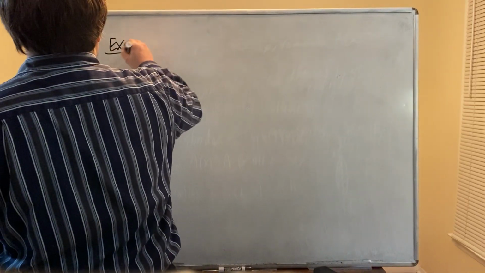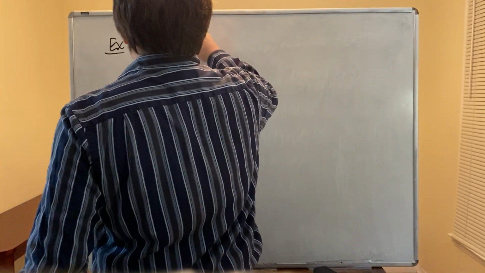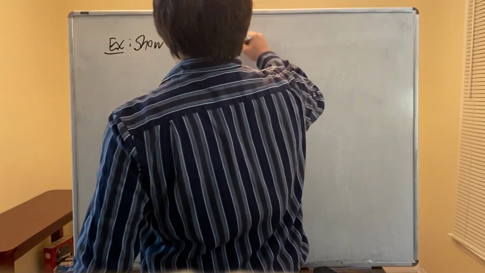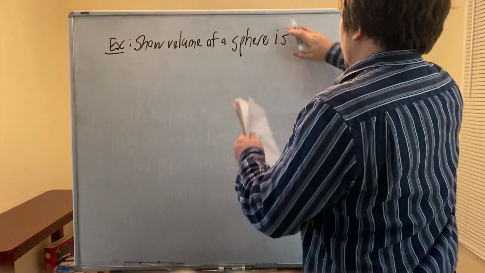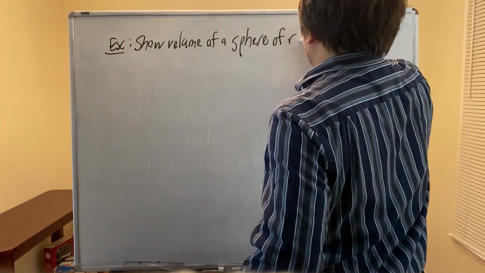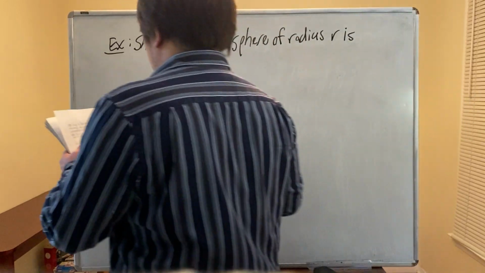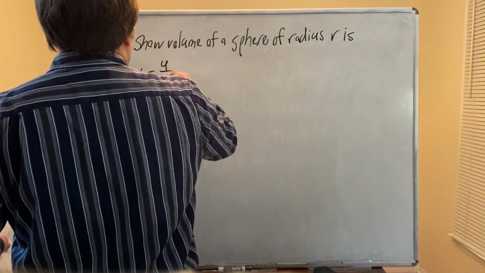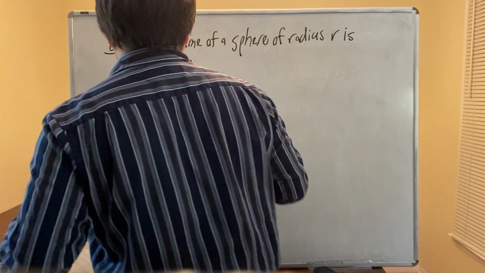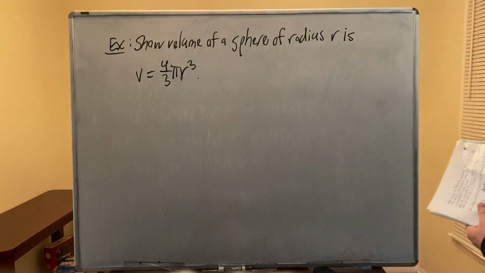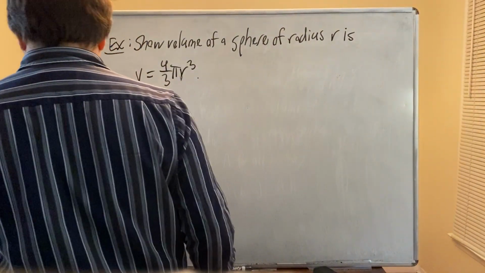So an example, show the volume of a sphere of radius r is capital V equals 4/3 pi r cubed. Okay, so show the volume of a sphere of radius r is V, capital V equals 4/3 pi r cubed.